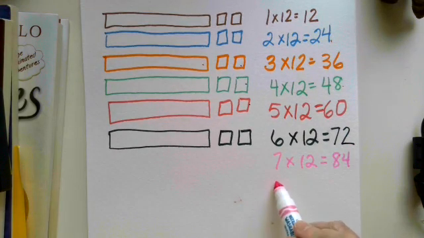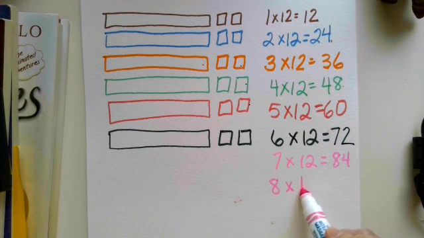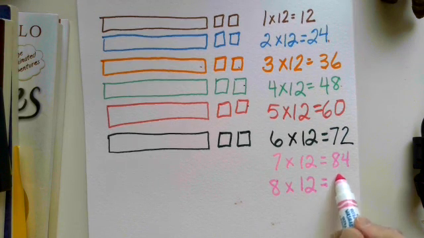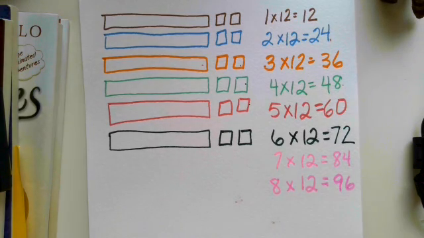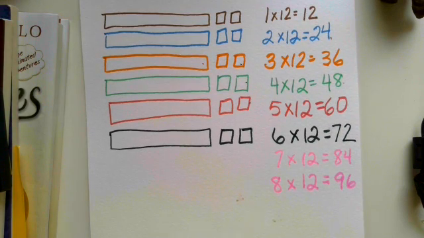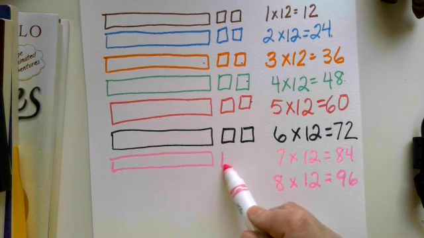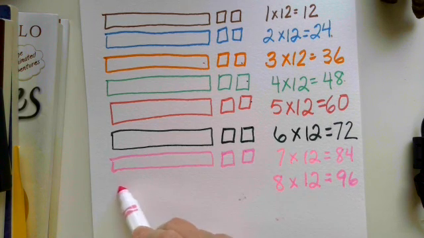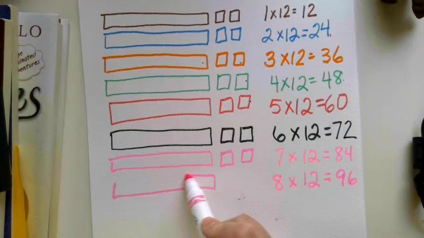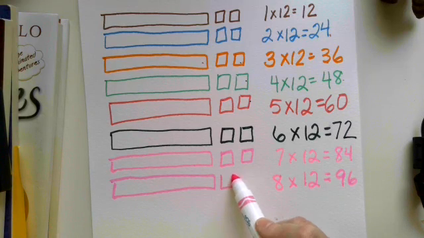So let's add these two equations, 7 times 12 equals 84, and 8 times 12 equals 96. And we will add our base 10 block models. So there's all these different ways to do it, and I love being flexible with math.